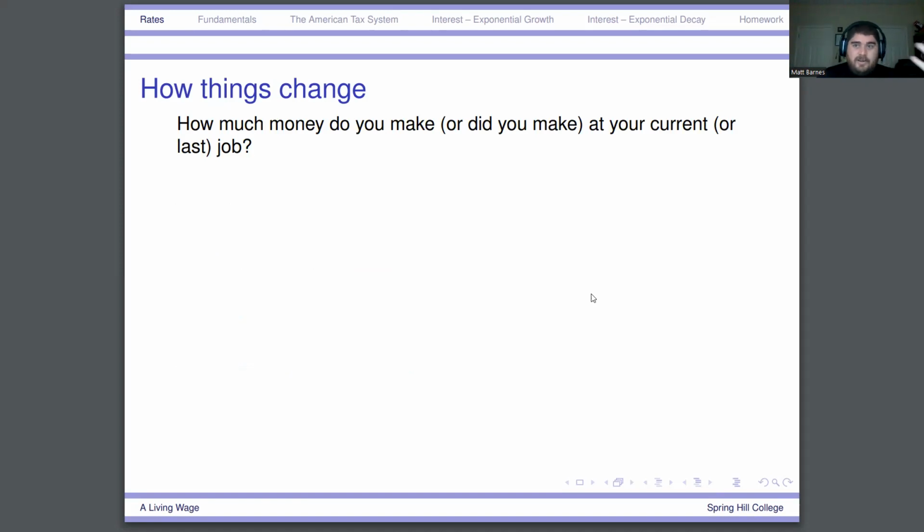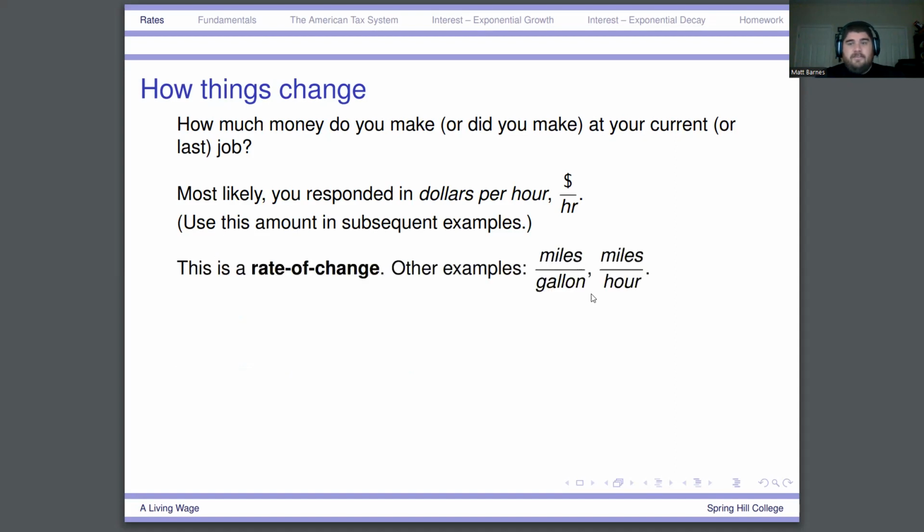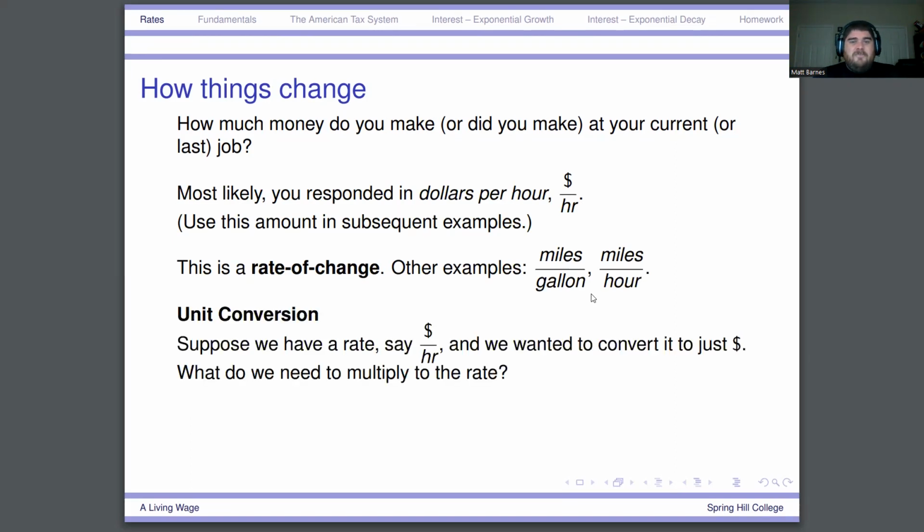or you're currently working at your current job, you probably noticed that you answered in dollars per hour. All right, and this is an example of a rate of change that we use all the time in society, right? Miles per gallon is a thing we use in cars, as is miles per hour, right? Anytime we have blank per blank, we're talking about a rate of change.